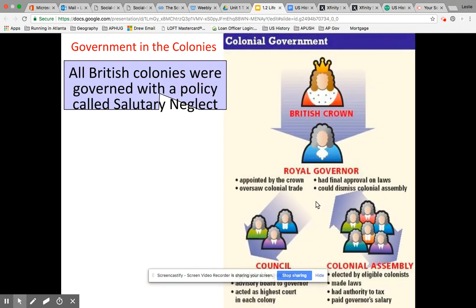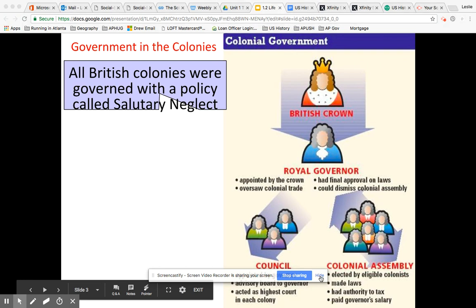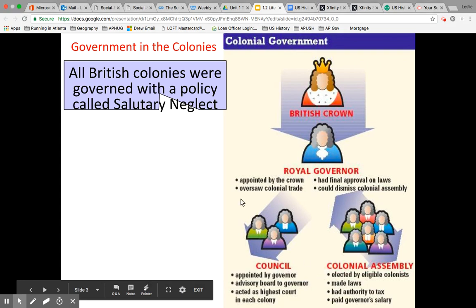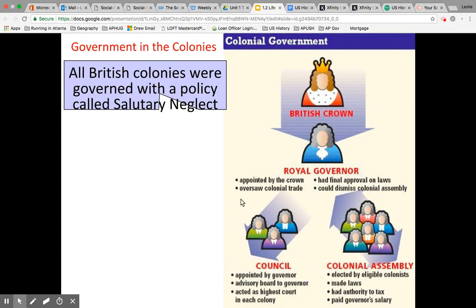So beginning with political characteristics, all British colonies were governed with a policy called salutary neglect. Now, I want you to highlight this in your notes because salutary neglect is going to be very, very important for you to understand how the relationship between the colonists and the mother country, England, evolved. So essentially, salutary neglect is the process of the mother country, England, ignoring the colonies.